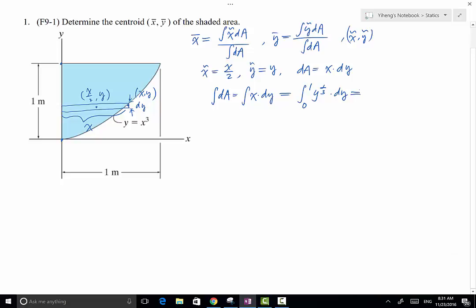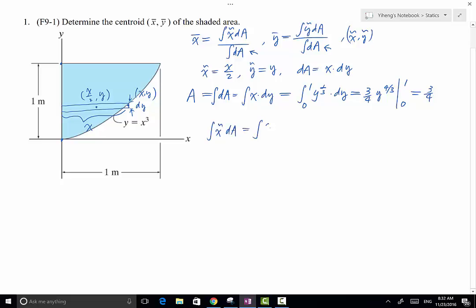This equals 3/4 times y to the 4/3 power, evaluated from y equals 0 to y equals 1. So this eventually equals 3/4. And this is actually the total area of this shaded area. So that's the denominator in our two centroid coordinate equations.